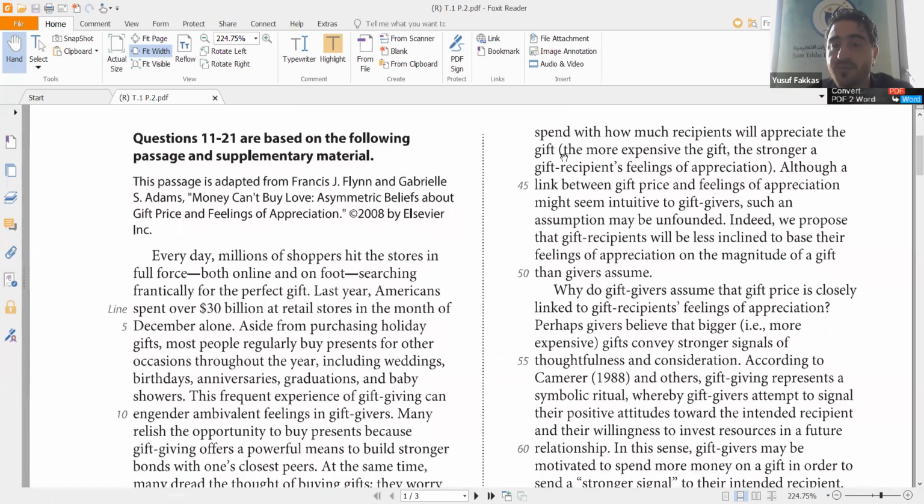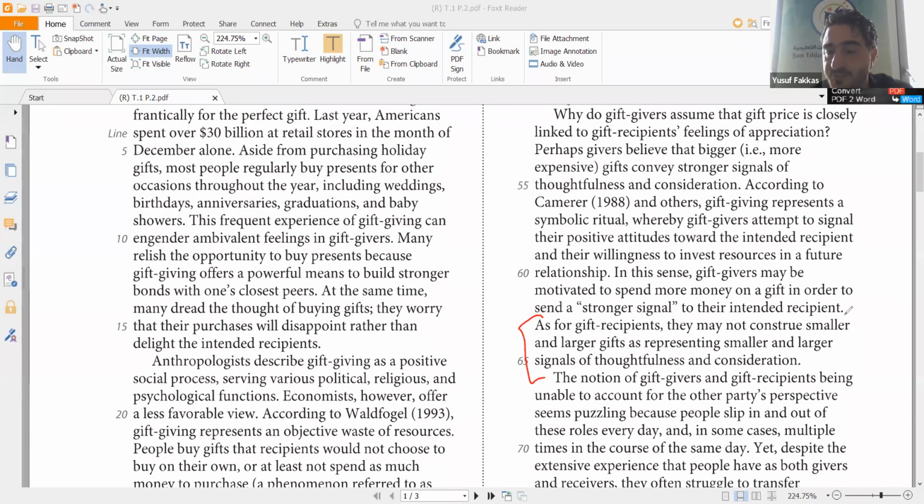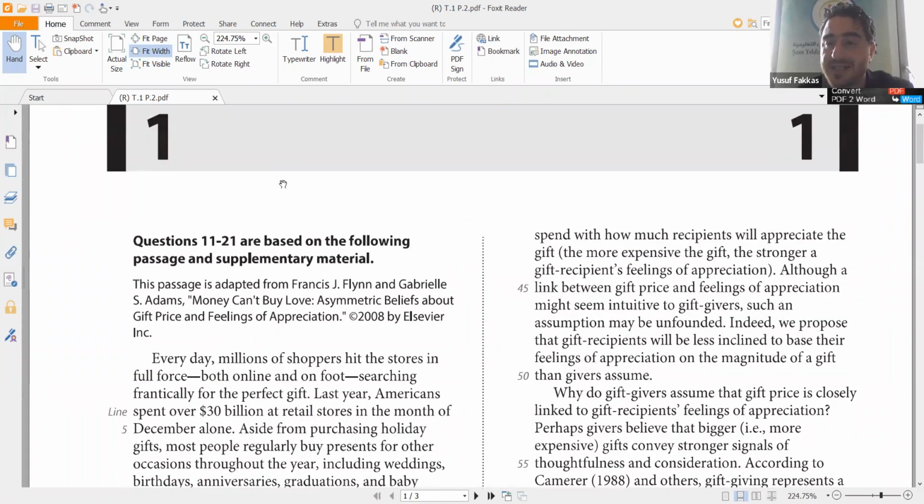So the difference is that the lines we chose before focus on the givers, and we said that their assumption is incorrect, unfounded. These lines, on the other hand, express the same idea, but focus this time not on givers but on recipients. And they said that it's the opposite. They may not construe smaller and larger gifts as representing smaller and larger signals of thoughtfulness and consideration. Basically it's the same idea, because these lines are telling us that what the gift givers assume is wrong. Why? Because the recipients may not interpret smaller and larger gifts as smaller and larger signals of thoughtfulness and consideration. The only difference is that the previous lines focus on the givers and these lines focus on the recipients, but it's the same idea.